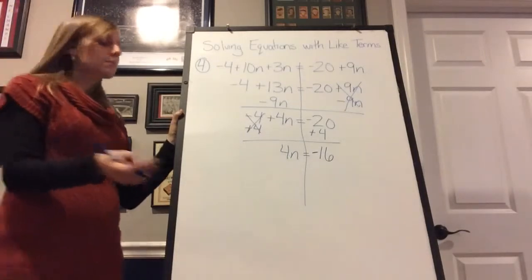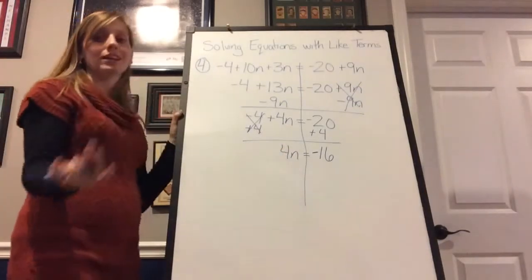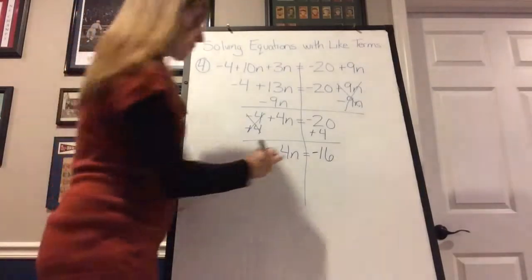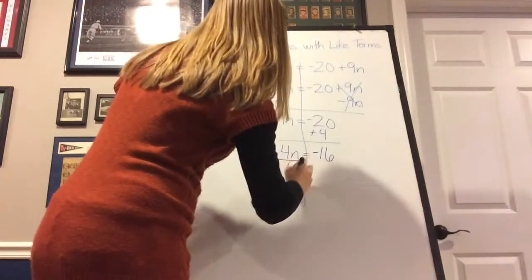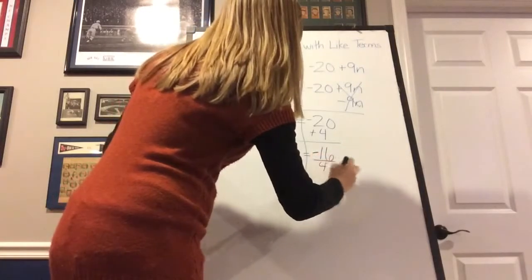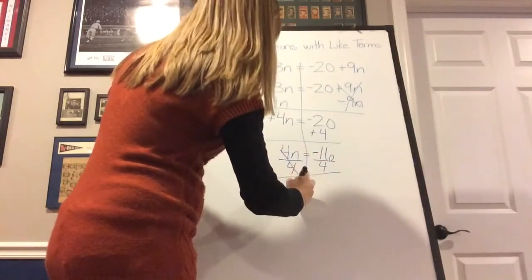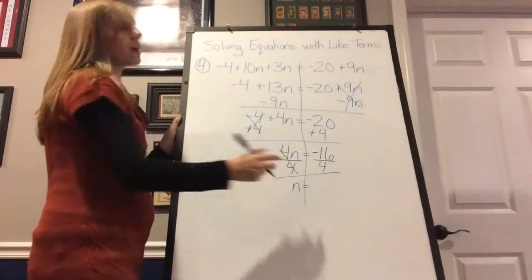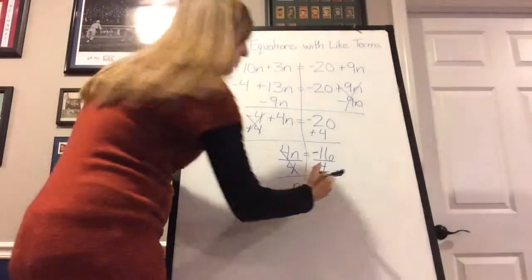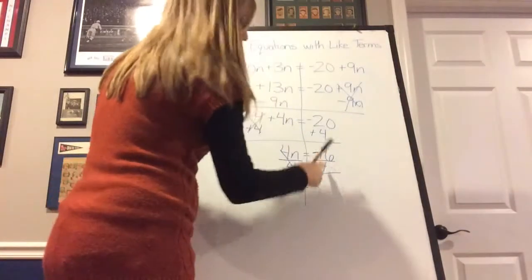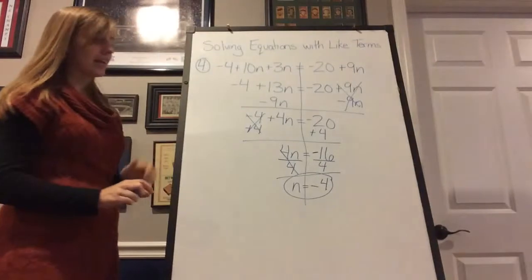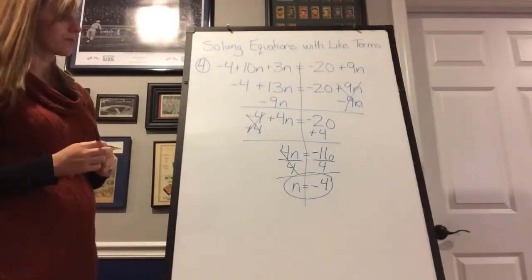And then our last step, this is 4 times n, so like I said before, almost always division. So we're going to have to divide by 4 on both sides. Divided by 4. So they cancel. We get n equals negative 16 divided by positive 4. The signs are different. So my answer is going to be negative, and 16 divided by 4 is 4. So n equals negative 4 is our answer for number 4.